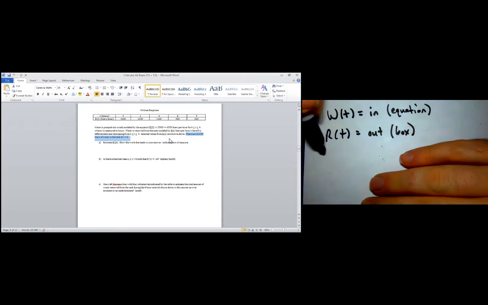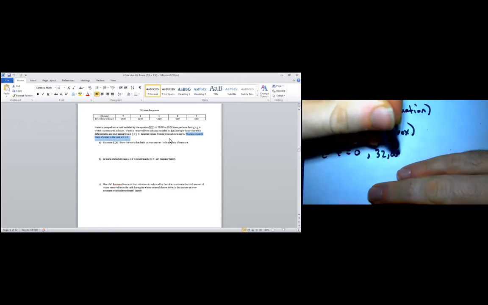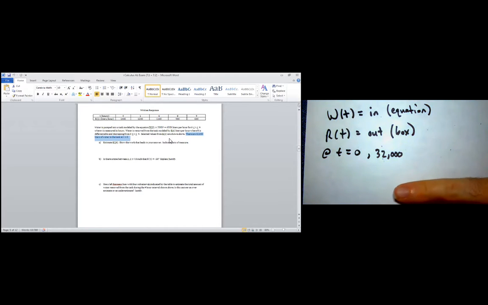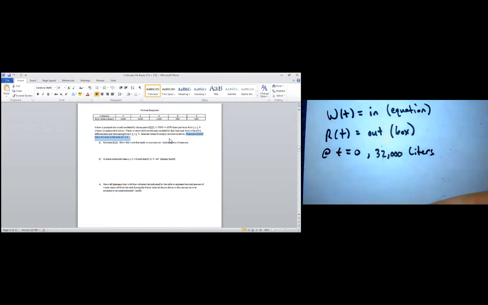And there's also this other bonus piece of information just to throw you off. At T equals 0, when this story begins, there are 32,000 liters in the, what are we talking about? In the tank, okay?